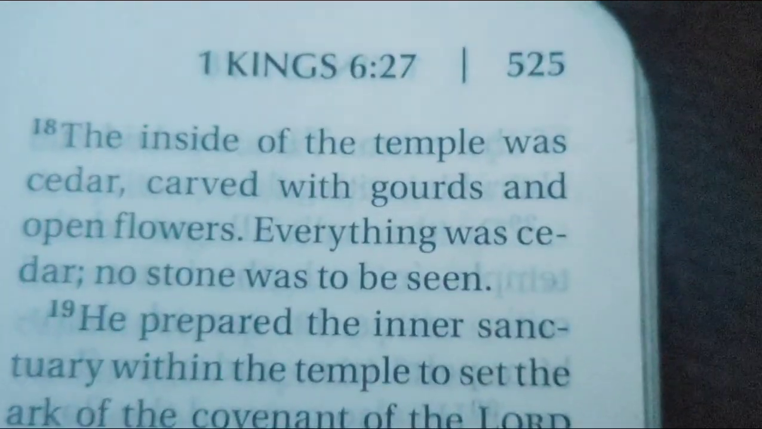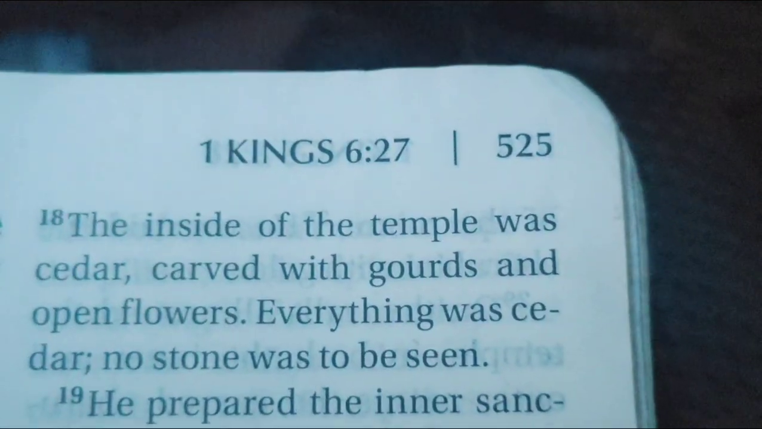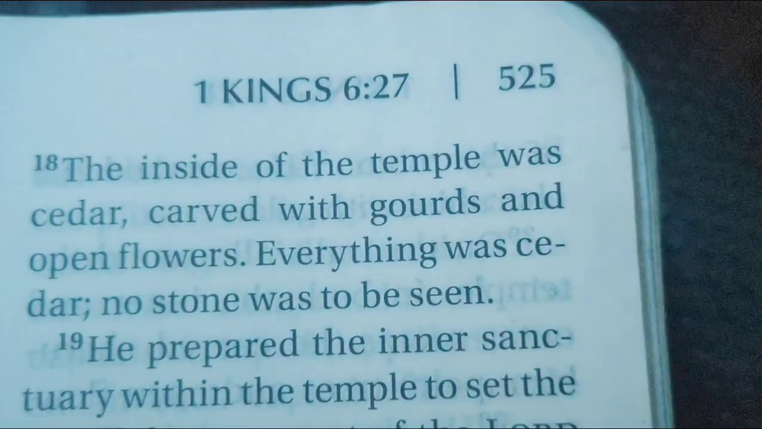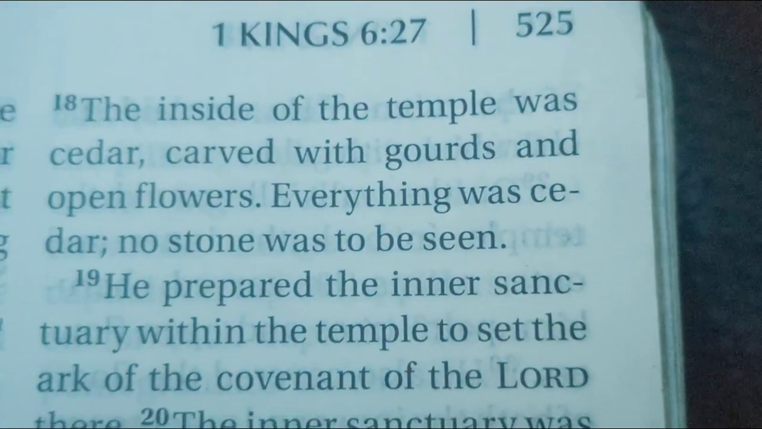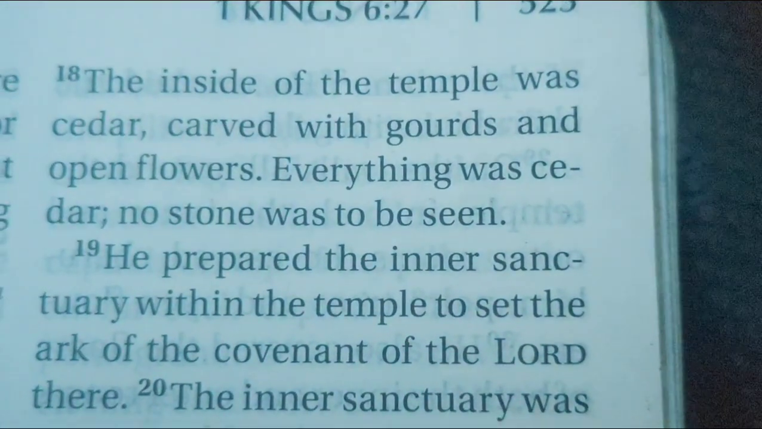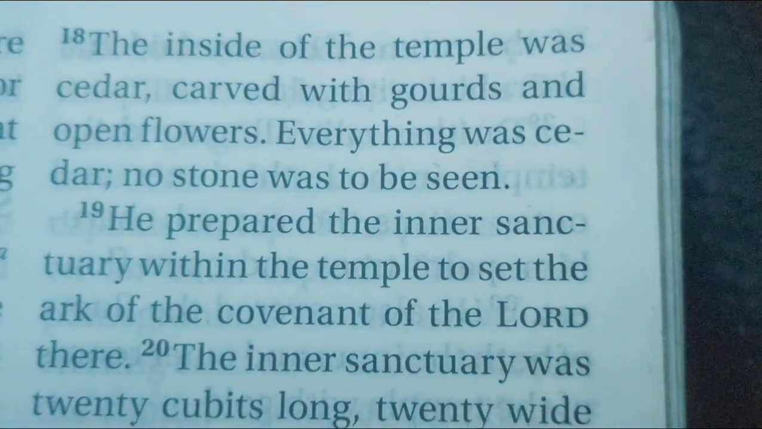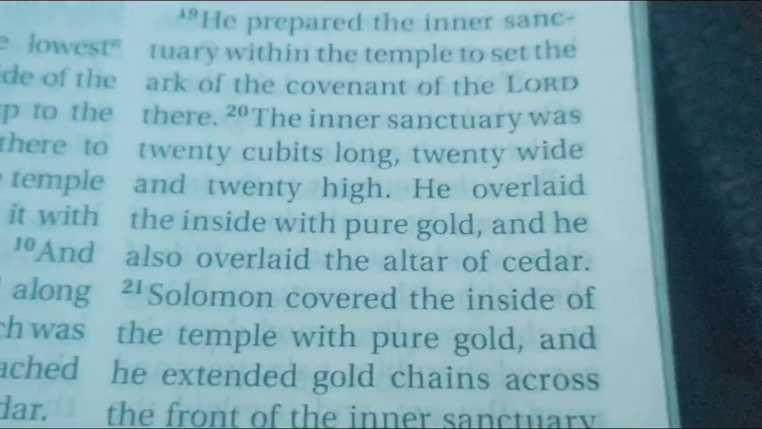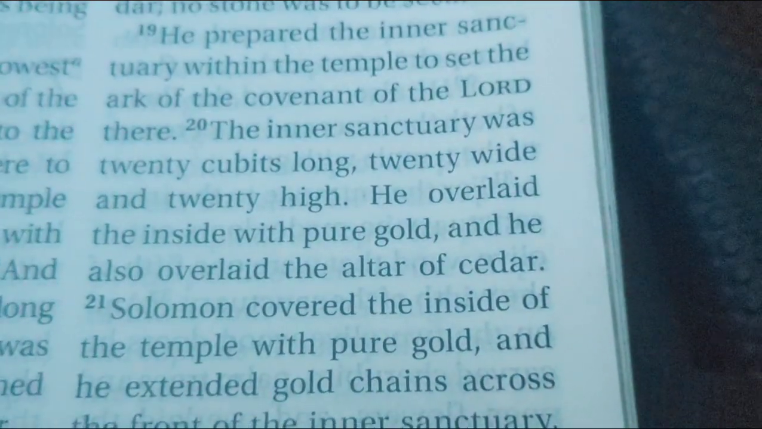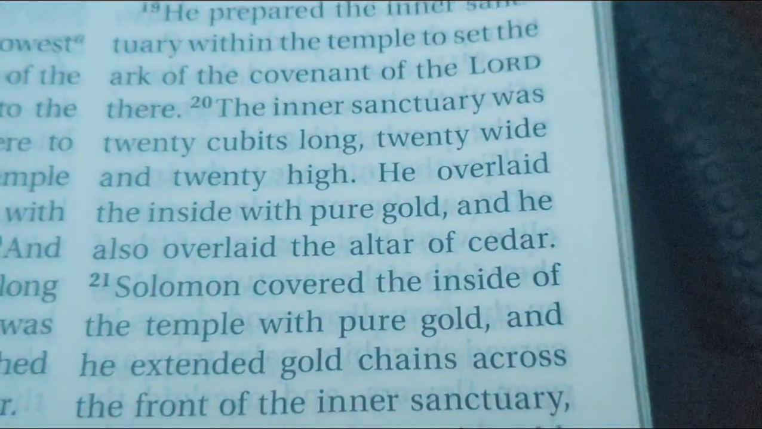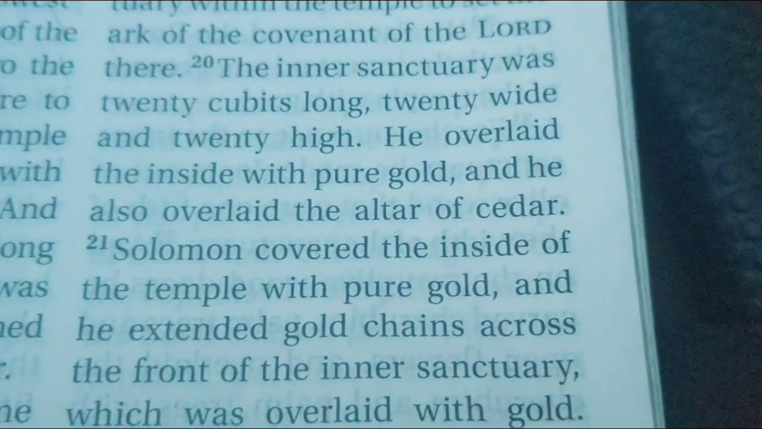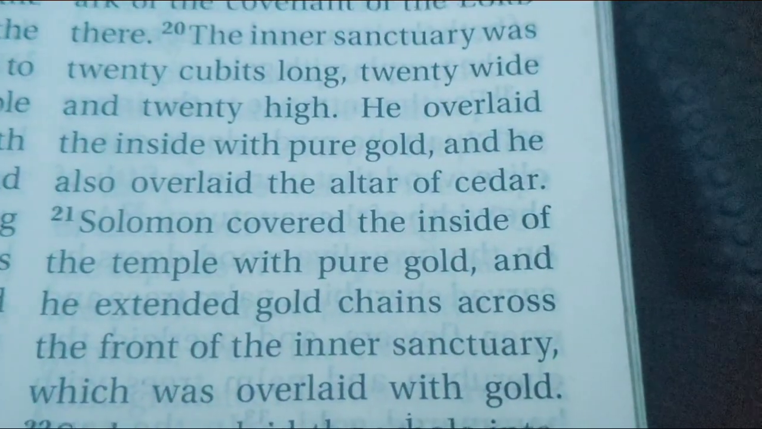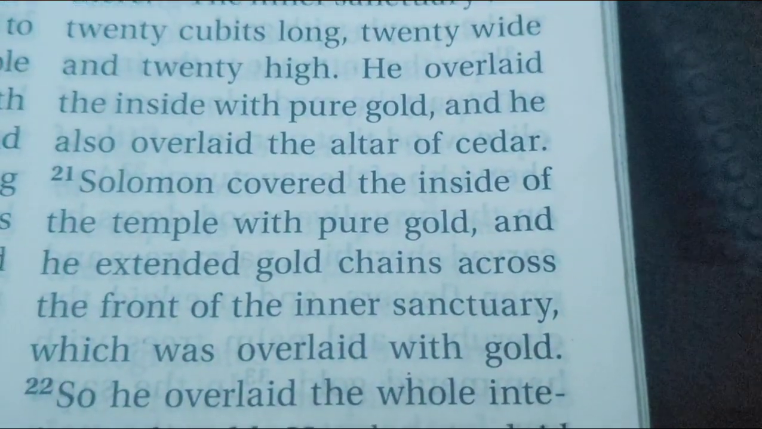The inside of the temple was cedar carved with gourds and open flowers. Everything was cedar. No stone was to be seen. He prepared the inner sanctuary within the temple to set the Ark of the Covenant of the Lord there. The inner sanctuary was 20 cubits long, 20 wide, and 20 high. He overlaid the inside with pure gold, and he overlaid the altar with cedar.